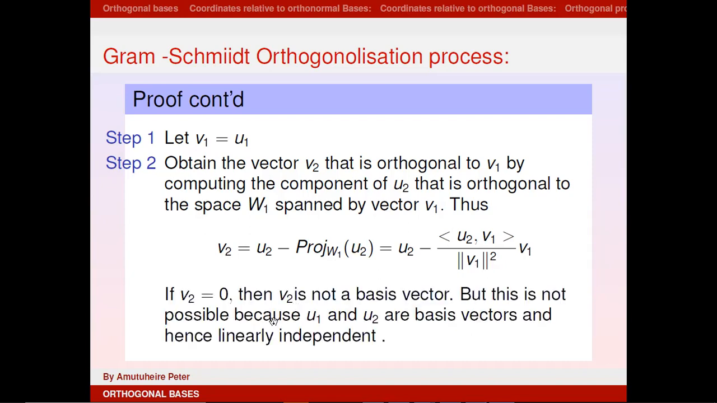So we are saying that V2 is non-zero. If it were zero, then it would cease to be our element of interest, but it is non-zero because it is computed from U2 and V1, and V1 is computed from U1, and U1 and U2 are basis vectors, meaning that they are linearly independent.